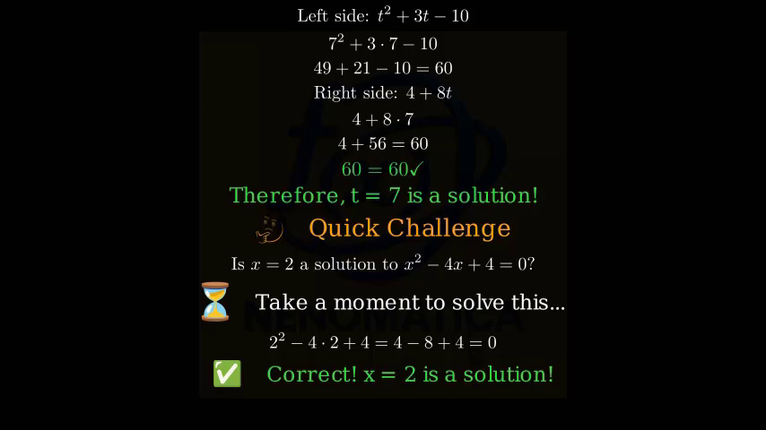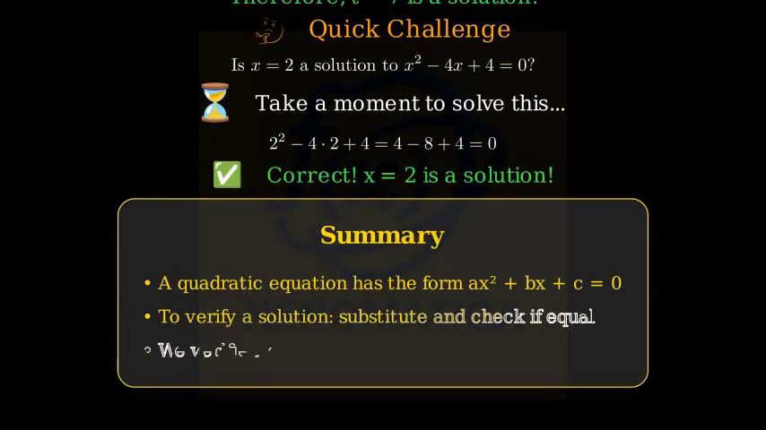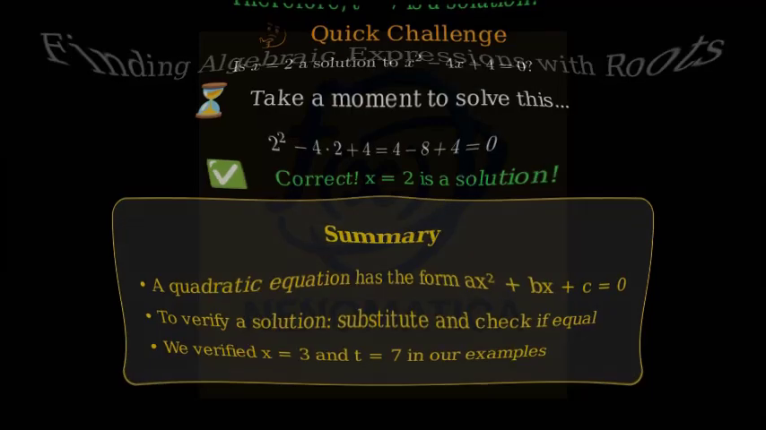Let's summarize what we've learned. A quadratic equation has the form ax squared plus bx plus c equals 0. To check if a value is a solution, we substitute it into the equation and verify that both sides are equal. In our examples, we confirmed that x equals 3 is a solution to x squared minus 9 equals 0, and t equals 7 is a solution to t squared plus 3t minus 10 equals 4 plus 8t.